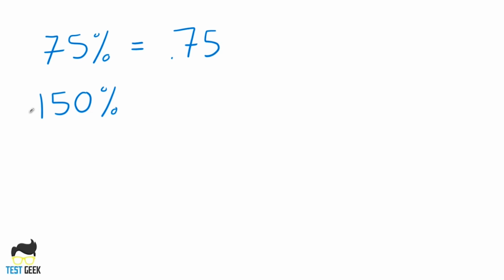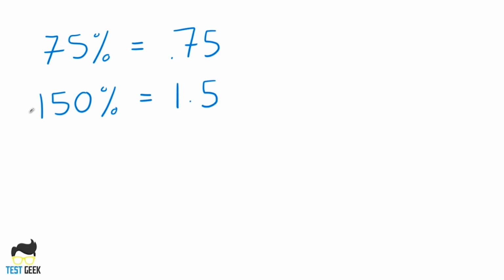Percentages are another way to express parts of a whole. You can have a percent that's less than 1, like 75%, or greater than 1, like 150%. And you can also convert percentages to decimals. So 75% can also be expressed as 0.75, or 150% could be expressed as 1.5. So again, less than 1 or greater than 1, both work.